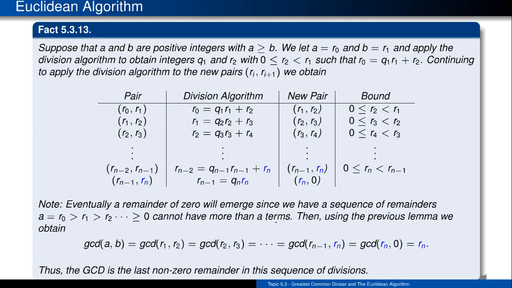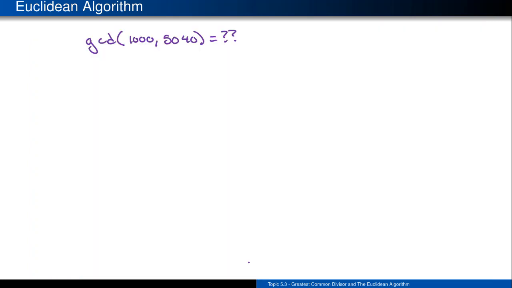It's a little bit easier just to go through a bunch of examples to start to see kind of what's going on. So that's exactly what I'm going to do here. I'm going to start with two slightly larger numbers. So in this case, I'm going to look at the numbers 1,000 and 5,040, and I'm going to try to compute the GCD of these things using this Euclidean algorithm.